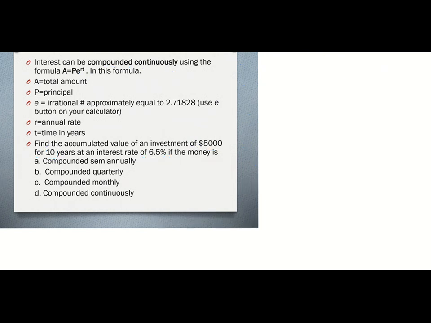All right, so next we're going to look at compounded monthly, and monthly is going to be 12 times a year. So N here will be 12. So our formula is going to be, we'll have our $5,000 times 1 plus our interest rate of 0.065 or 6.5% divided by 12, and our power will be 12 times 10.